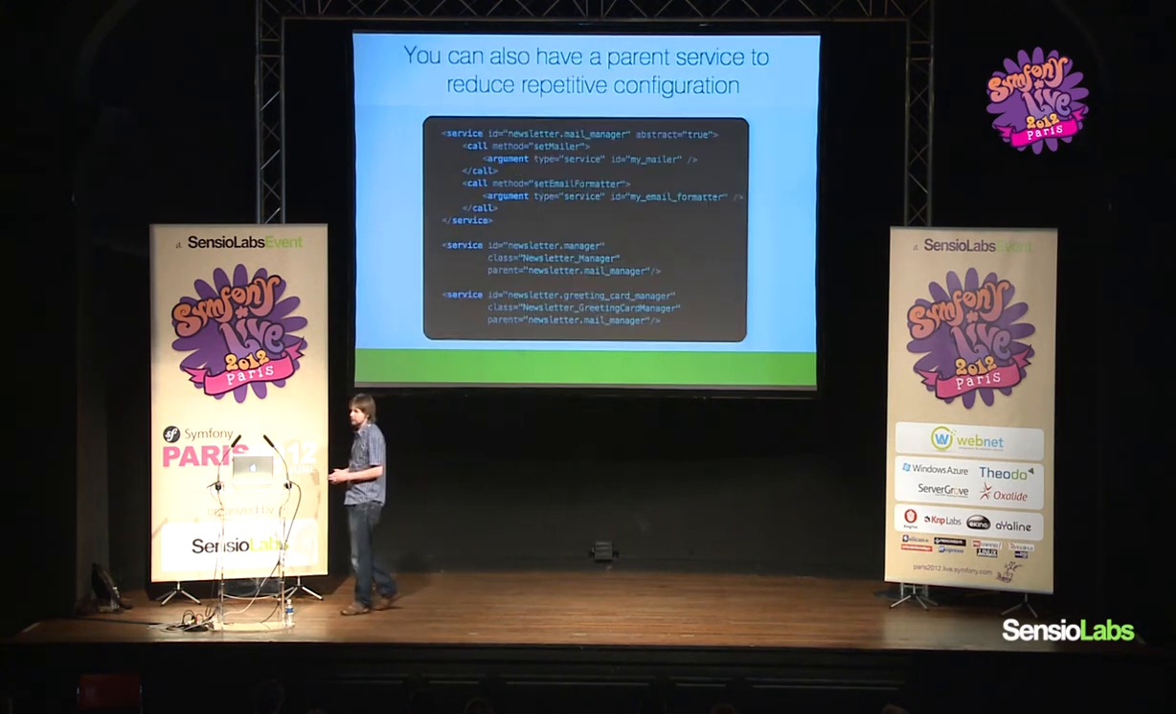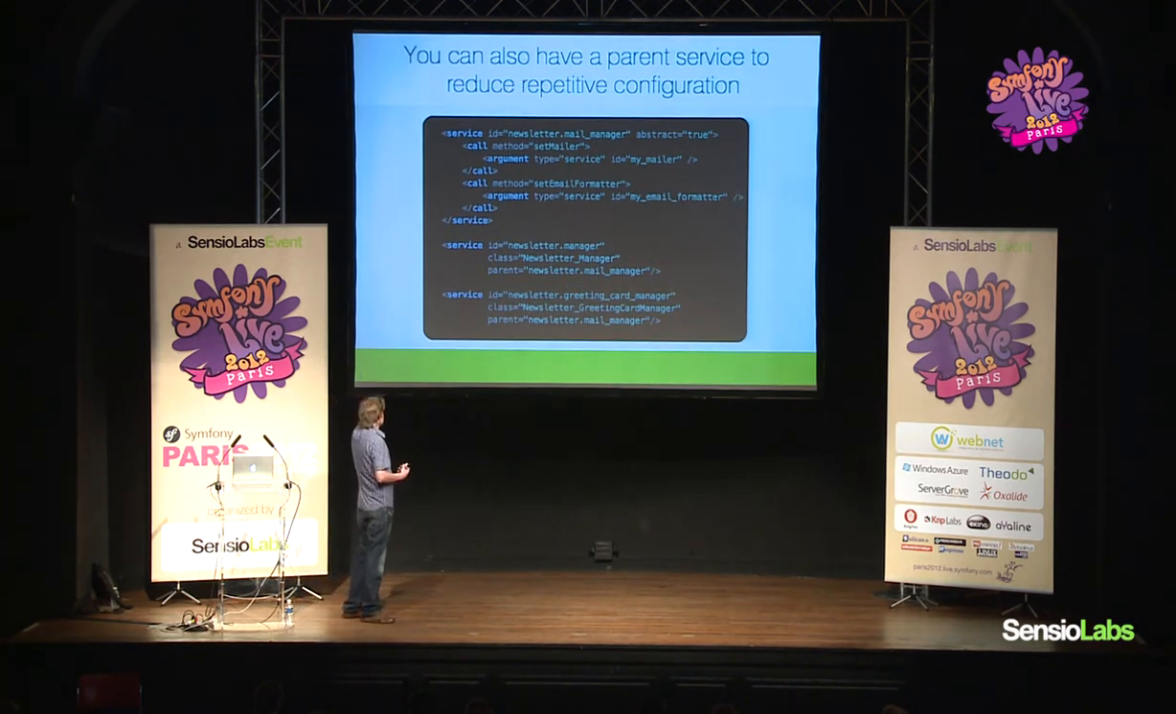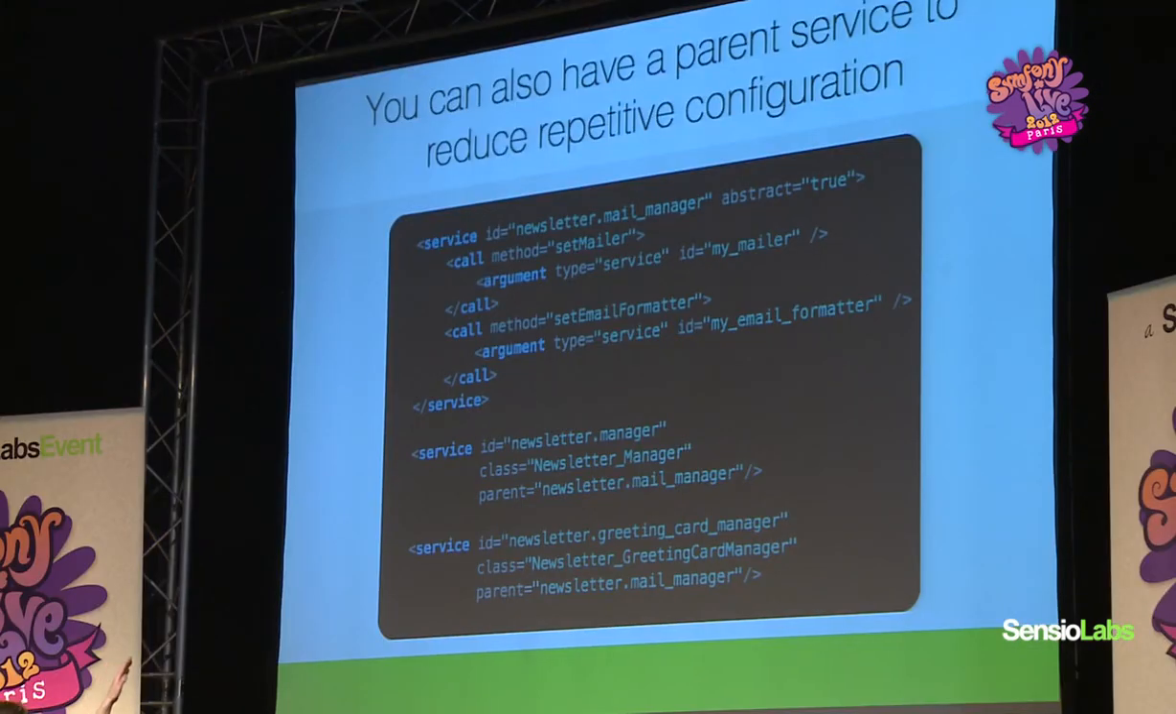Then we can also do something similar in the configuration. So here we have a couple of services. At the top, there's an abstract service. And this has the method calls defined on it. And we're marking it as abstract, which means that you cannot directly inject this service into anything else, and you can't ask the container for it. If you ask for the newsletter mail manager directly from the container, then you'll get an error.